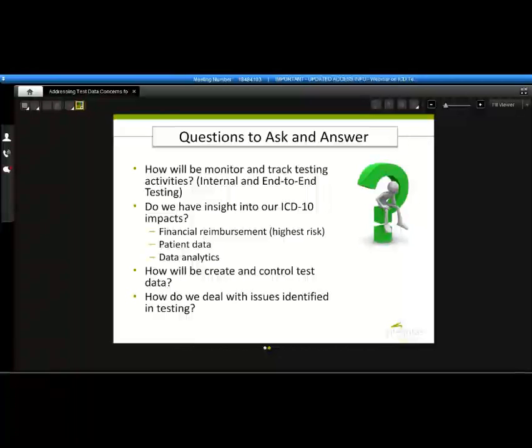And I would also suggest to you that the answer is not just a tool, because just because you have the tool doesn't mean that you're going to be monitoring effectively. So that depends on the quality of things. But then a really important thing is, what do we know about our ICD-10 impact? Have we done an assessment around that? Do we know where the highest risk is, especially financially? But it could be in patient data, patient safety.